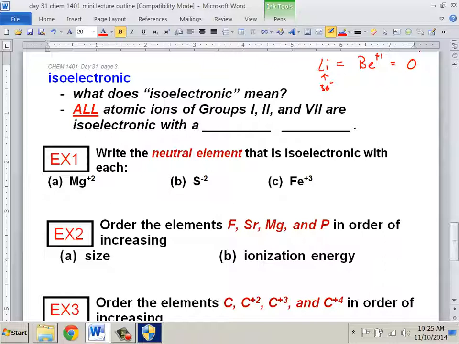Well, you can count the boxes too. O all the way down until you hit lithium, that's 5 boxes. You have to lose 5 electrons. So that would be O plus 5. That's how you play the isoelectronic game.